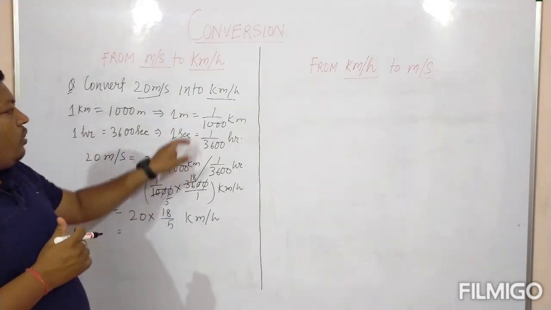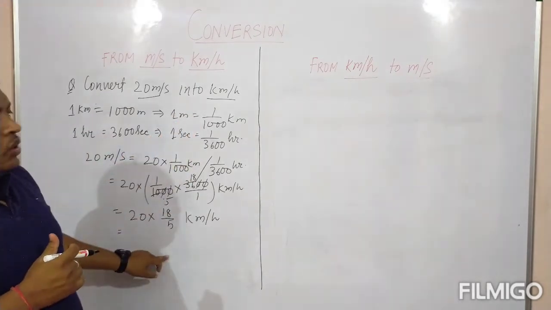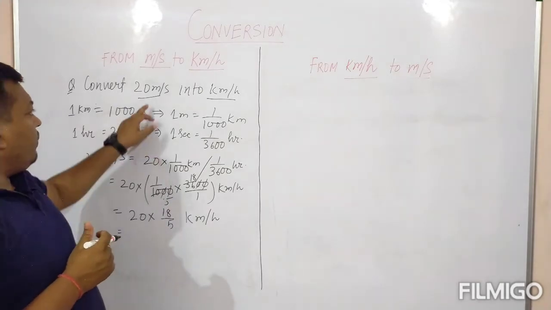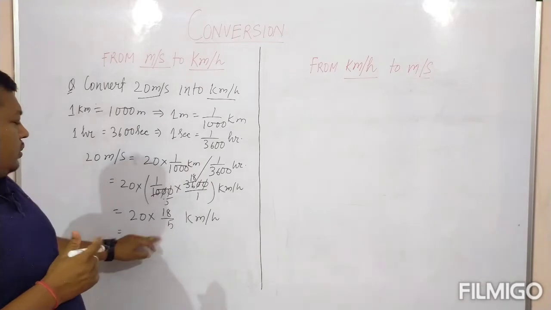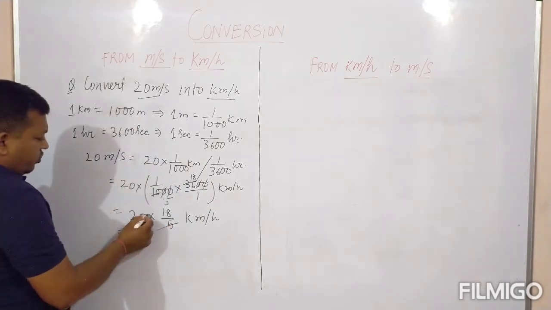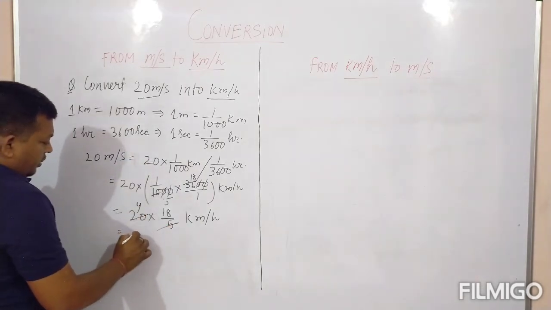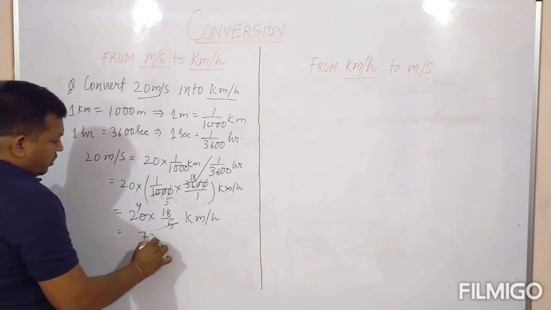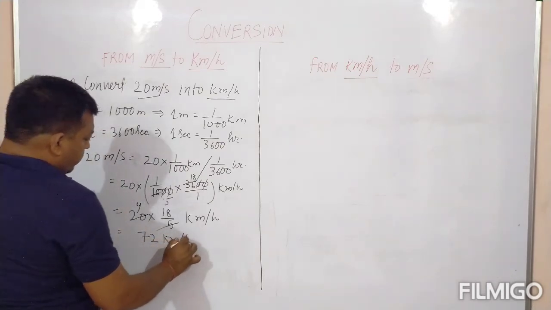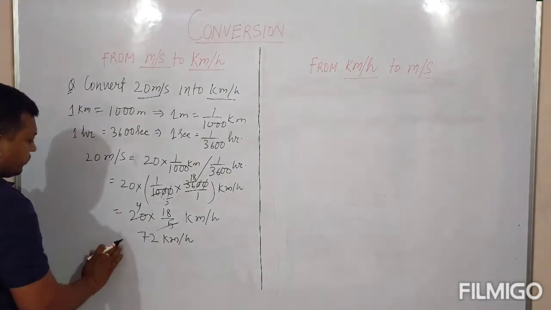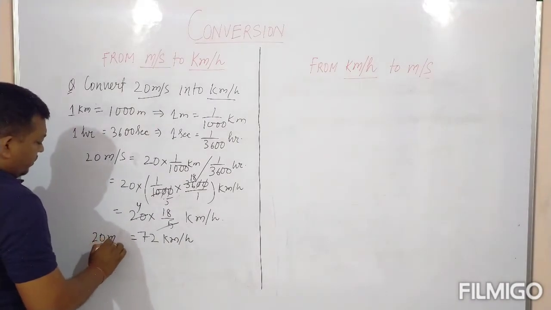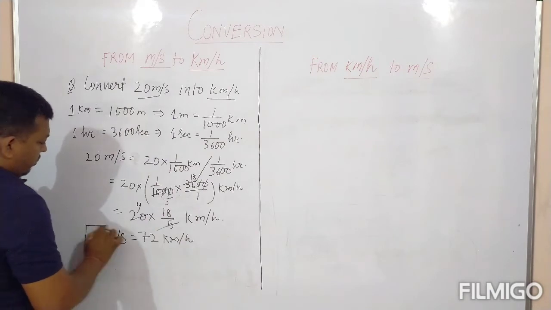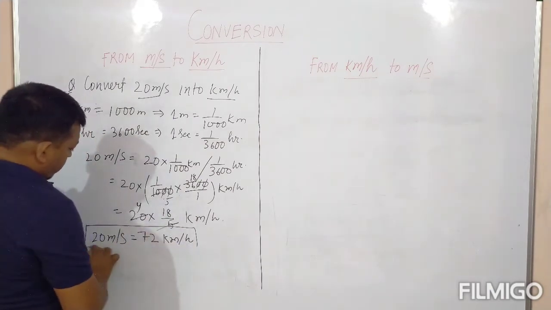But every time we will not do that. We will multiply the given number by 18 by 5. This is the shortest method. So 5 4s are 20 and 18 4s are 72, means 72 kilometer per hour. Or we will write the answer: 20 meter per second equals 72 kilometer per hour.